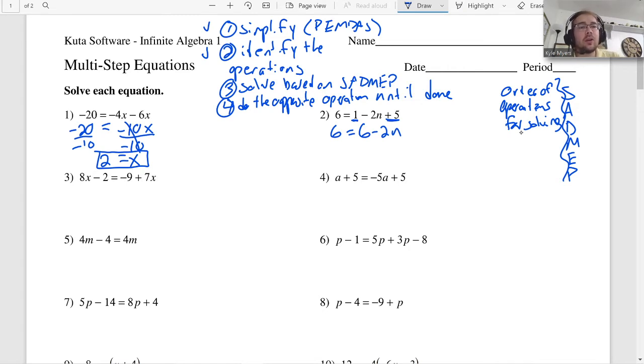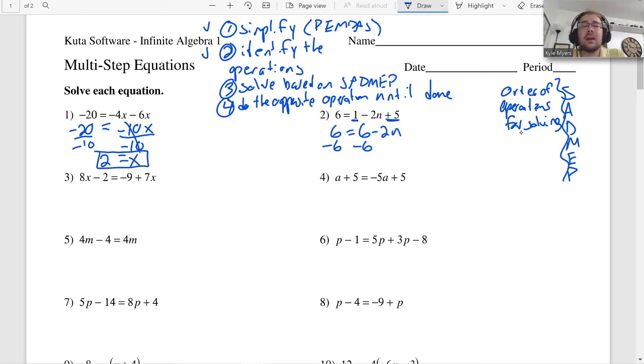So according to our order of operations for solving, SADMEP, we do subtraction or addition on both sides of the equation first, and then multiplication or division. So we're going to get rid of the 6 first. The opposite of 6 is -6. Again, even though it's 6 minus 2n, I'm not going to add 6. You don't do the opposite of the sign in between. That's not a thing. Okay? The sign in between just lets you know that you have to either add or subtract.